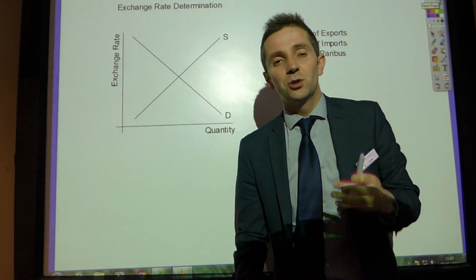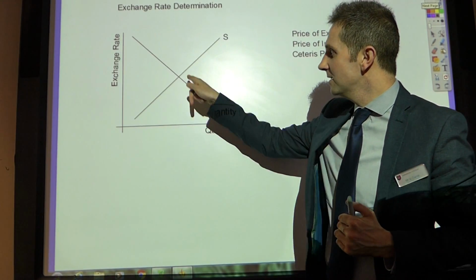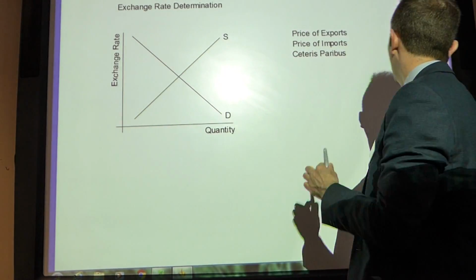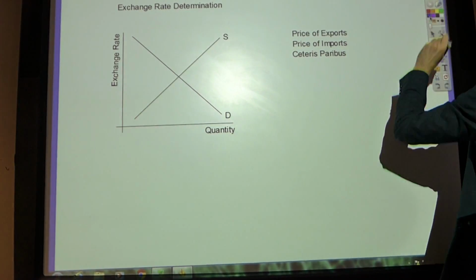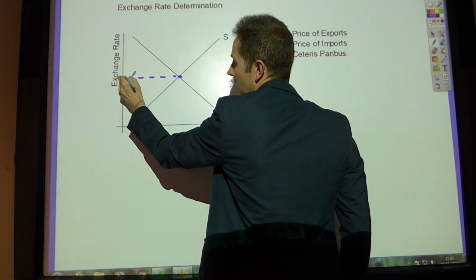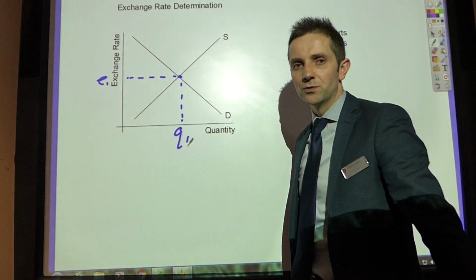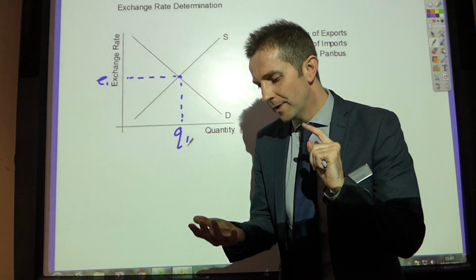So that then brings us to our exchange rate determination. Here it is. Supply, demand, your equilibrium exchange rate, and quantity. Let me just mark those points on for you, ladies and gentlemen. There's our equilibrium. There's the value of the exchange. And there's the quantity.